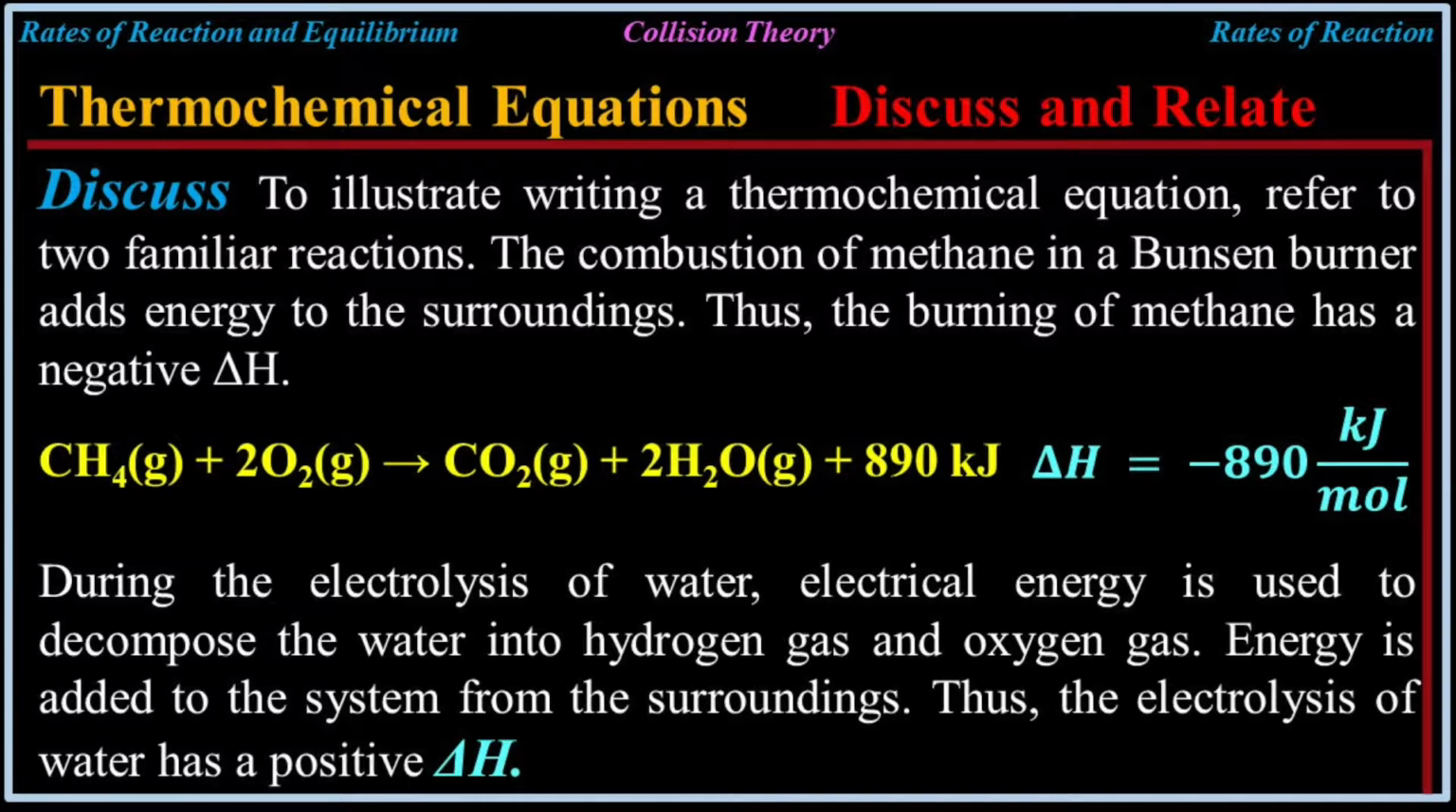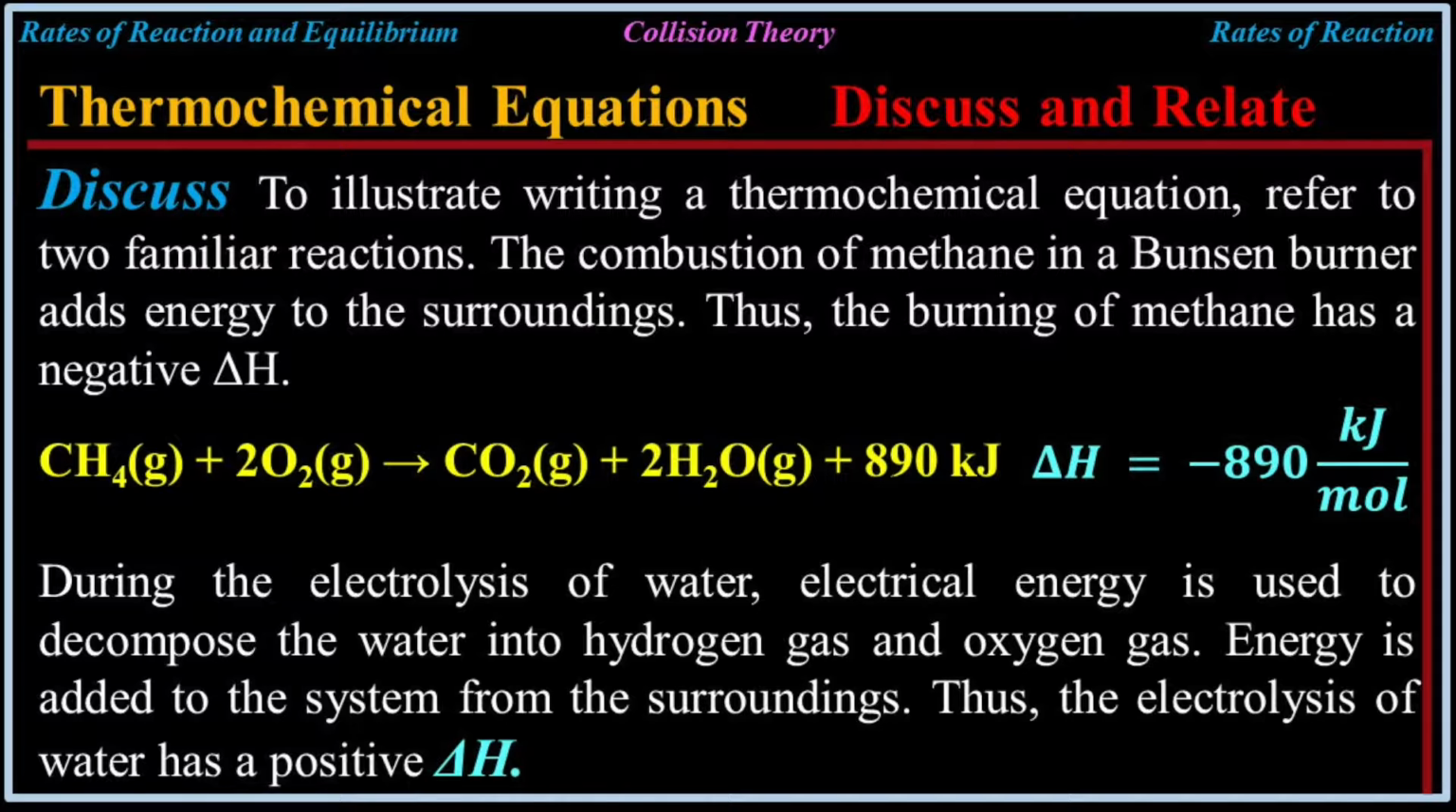Thermochemical equations. Discuss and relate. To illustrate writing a thermochemical equation, refer to two familiar reactions. The combustion of methane in a Bunsen burner adds energy to the surroundings. Thus, the burning of methane has a negative delta H. 1 mole of methane plus 2 moles of oxygen yields 1 mole of carbon dioxide plus 2 moles of water plus 890 kilojoules. That's negative 890 kilojoules per mole of methane.